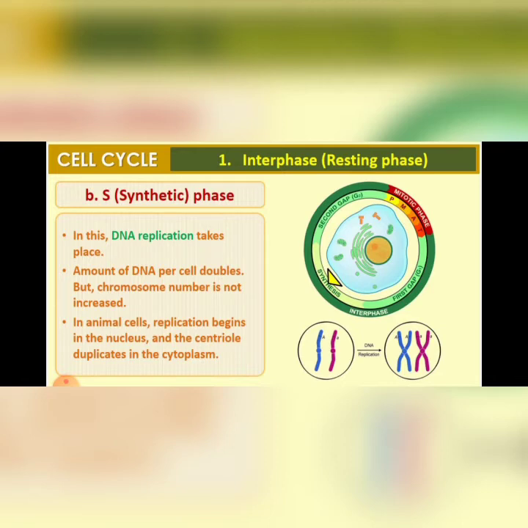So that complete structure is called a nucleosome, so that DNA can coil properly. Clear with this? So this is about S phase. I repeat, in this DNA replication takes place, the amount of DNA per cell doubles, but the chromosome number is not increased. In animal cells, replication begins in the nucleus and the centriole duplicates in the cytoplasm.